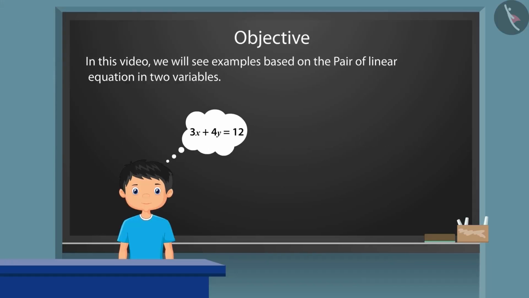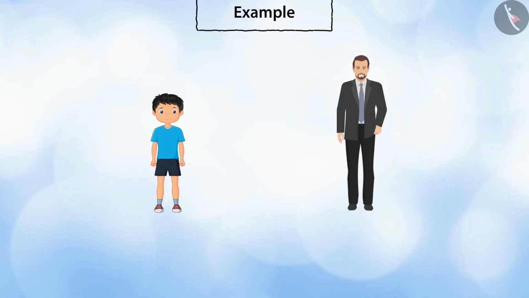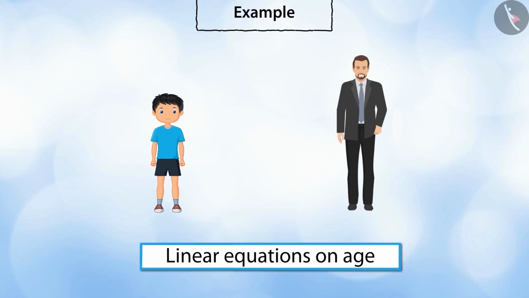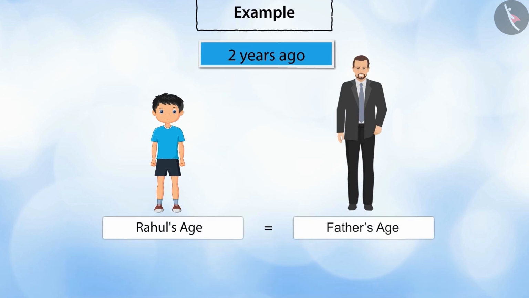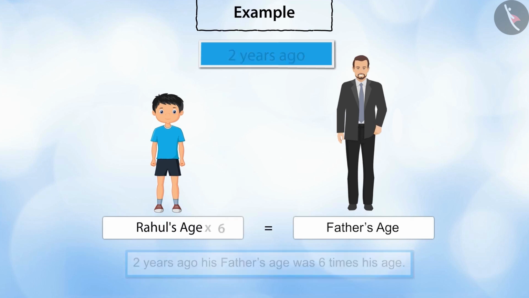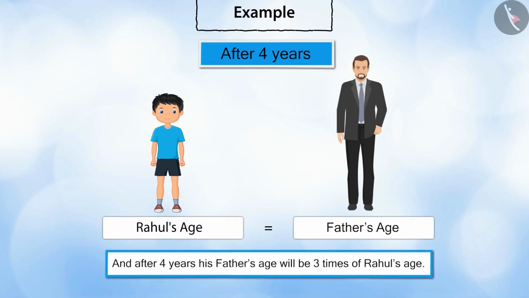In the previous video, Rahul learned about the pair of linear equations in two variables. Now in this video, we will see some examples based on this. Rahul wants to write a linear equation on his father's age and his age. 2 years ago, his father's age was 6 times Rahul's age. And after 4 years, his father's age will be 3 times that of Rahul's age. So, let's find how to express this condition in algebraic form.